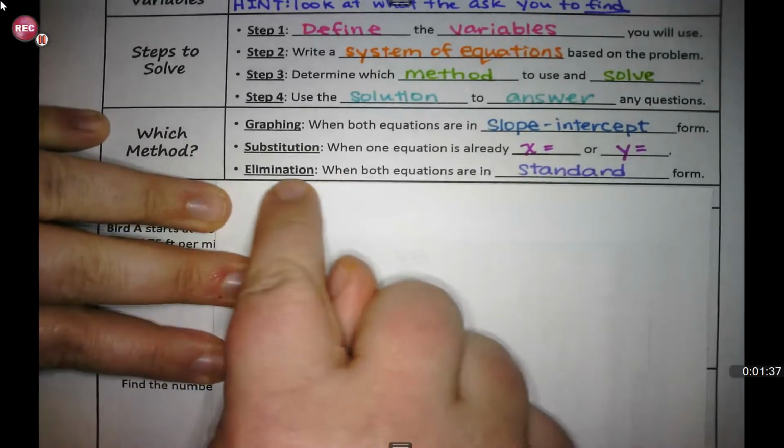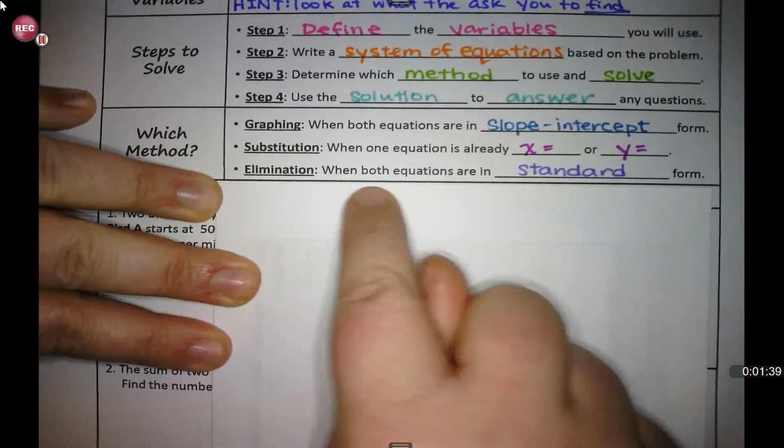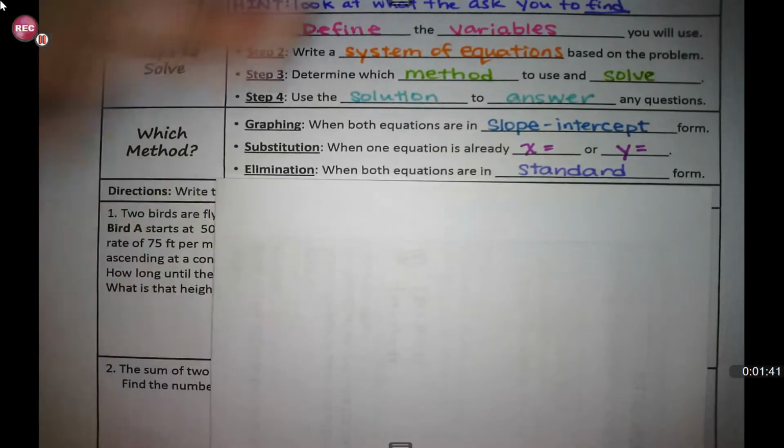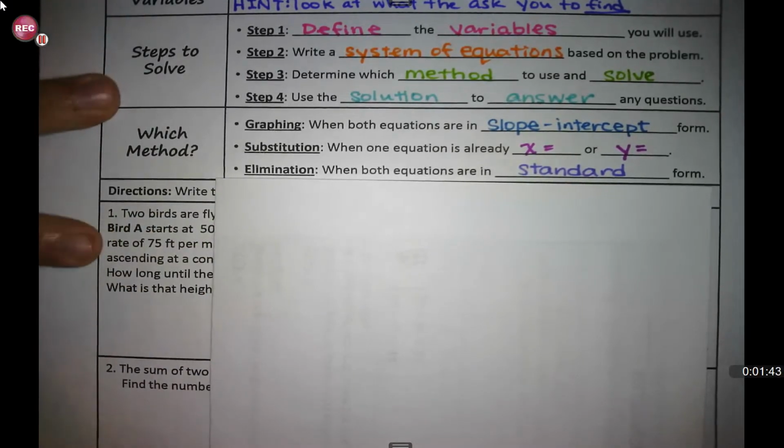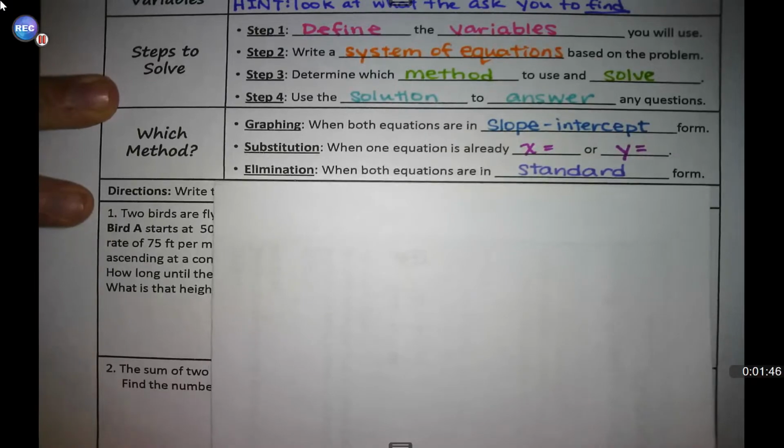So when one of your equations is already x equals or y equals, that's good for substitution. And lastly, elimination is great when both equations are already in standard form, because then you can just go straight into solving. So we'll do one example of each below.